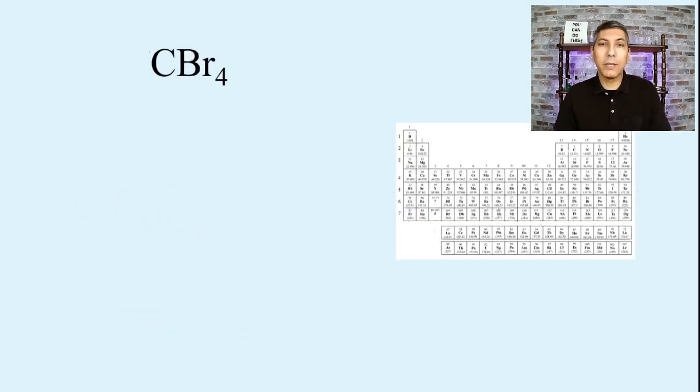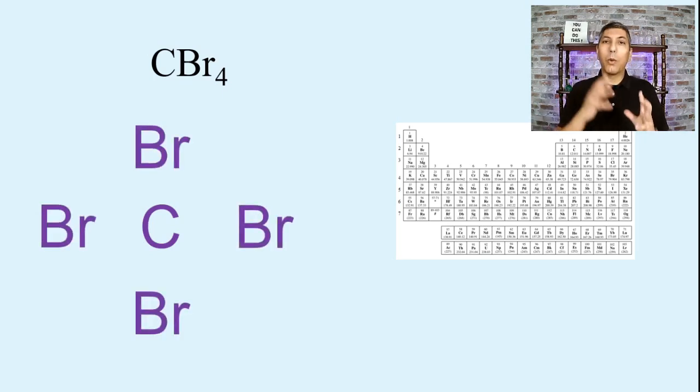Let's try carbon tetrabromide. On a lot of these molecules, we're going to find that there's one atom of a certain element and then multiple atoms of a different element. And so the way that you draw those diagrams is you put the atom that is alone as the central atom. So in this case, carbon is going to be the central atom. So I draw that in the middle, and I'm going to arrange the 4 bromine atoms around it.